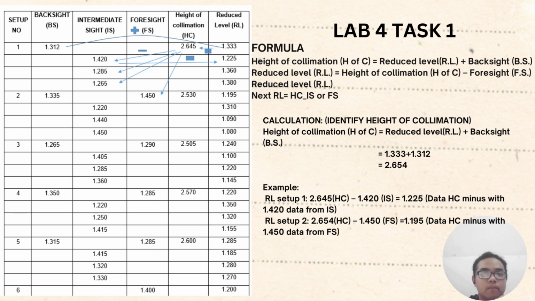step 1, we are using the first starting point, which is 1.23 meters, plus the 1.312 for the backsight. We will get the answer, which is 2.645 of the height of collimation. After we get the height of collimation answer, we will minus the IS, which is 1.420. And the next calculation, we're using the same formulas.